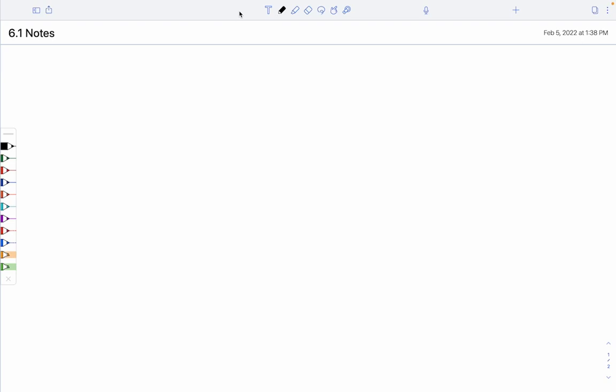So, 6.1. Unit 6 is about square root functions. So all of Unit 6 is about square root functions. So section 6.1 is going to be specifically about the graphs of square root functions.